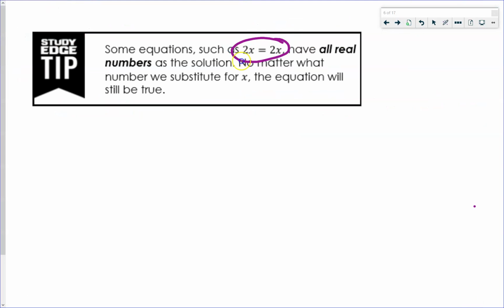Whenever we get an equation where we get 2 equal things, then we have all real numbers as the solutions. That's everything. Okay. Another way to show all real numbers is this cool looking R. That means the same thing, all reals. All right.